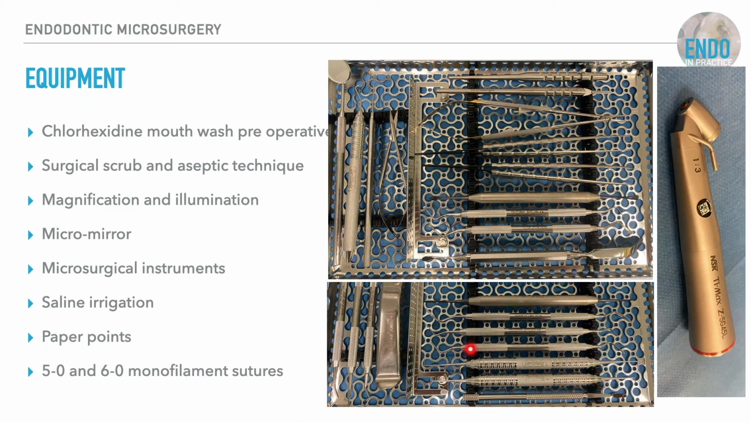So you need a couple of spoon excavators, you need a couple of little tiny amalgam pluggers, you need your front-facing micro mirror, and then it's really operator choice for the rest of the microsurgical instruments. This is an NSK handpiece, and now you can get them from W and H as well. But the most important thing is the angle of the head. It just allows you better visual access for your actual preparation of the root end. So that's a nice little handpiece to have with you.